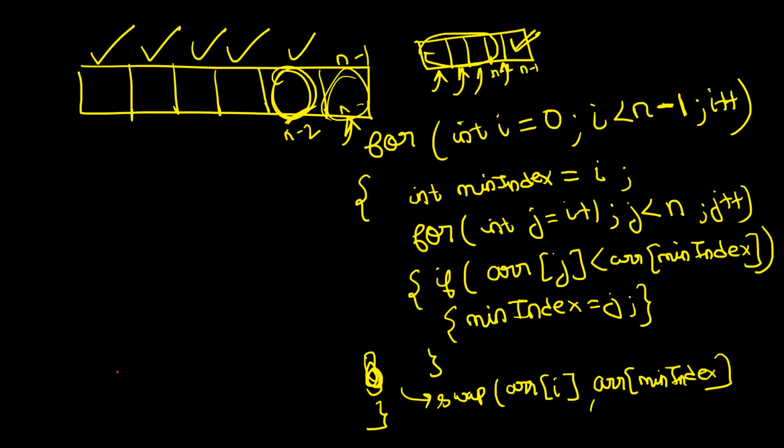How many of you understand the code? i is basically the index. I have selected the index. Then I say, let us assume that the minimum element is at index i. Then I start j from i plus 1 and go till the end of the array searching for the new minimum element. If arr of j is lesser than arr of min index, that means I have got the new minimum. So I will update my min index. I will bring min index to j.